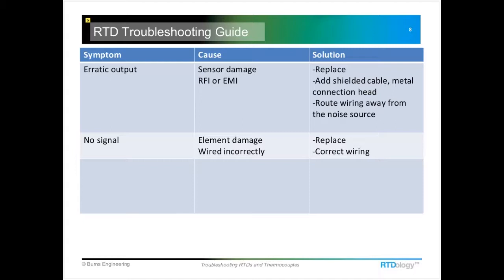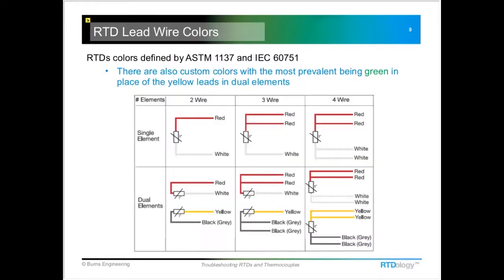Now, if we're getting absolutely no signal, we've got an open circuit situation. Again, you just need to replace the probe. There is really no fix to it. We have run across some wiring deficiencies where it wasn't quite clear to whoever was hooking it up where all the different wires go. There are some different color code combinations that you'll see out there.